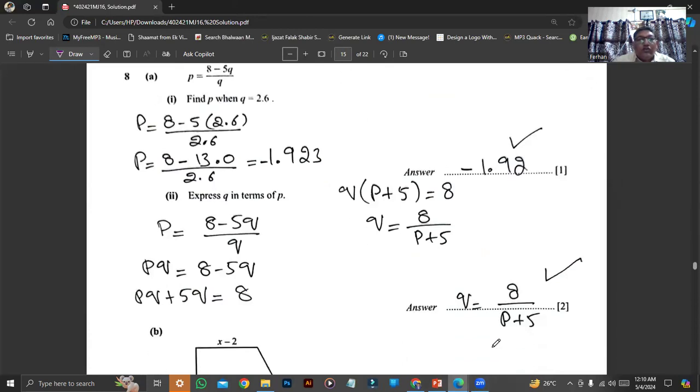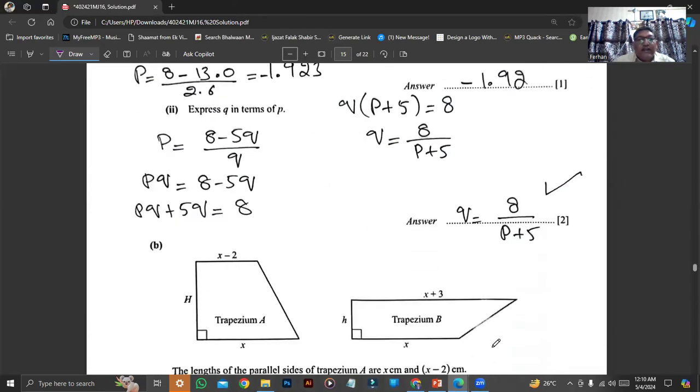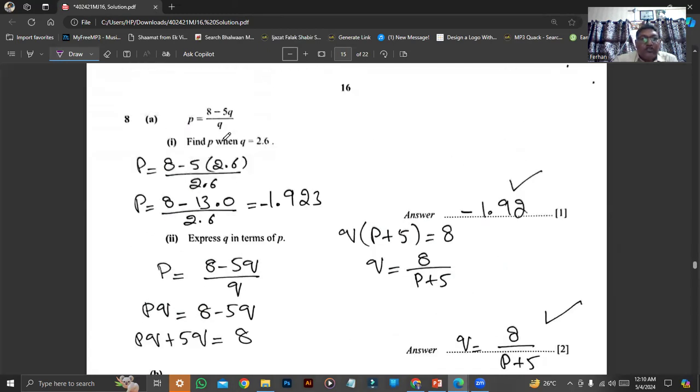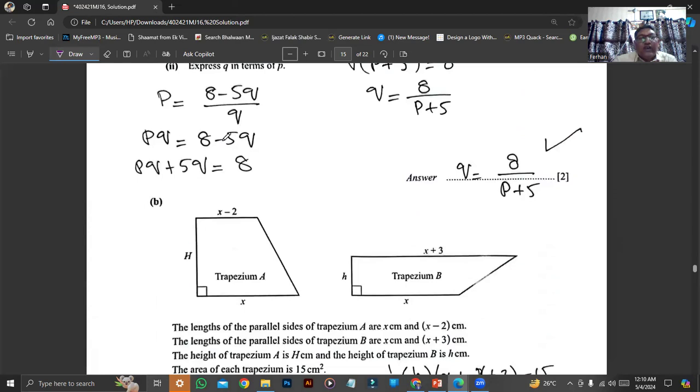Okay, so in question number 8, the second portion, he says express Q in terms of P. If you want to express Q, it means bring Q to one side. Now P equals 8 minus 5Q divided by Q. So I will cross multiply. So QP equals 8 minus 5Q. The terms which have Q, bring them on the same side. So you will have PQ plus 5Q equals 8.